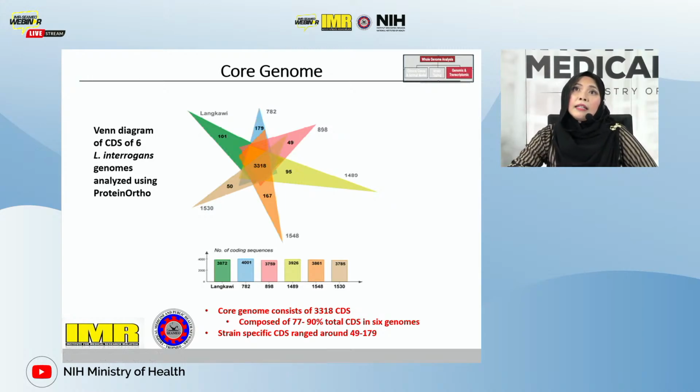Next, we studied the core genome by analyzing it using ProteinOrtho, and the core genome consists of 3,318 CDS, which compose 77 to 90% of the total CDS in the 6 genomes. And the strain-specific CDS range around 49 to 179.